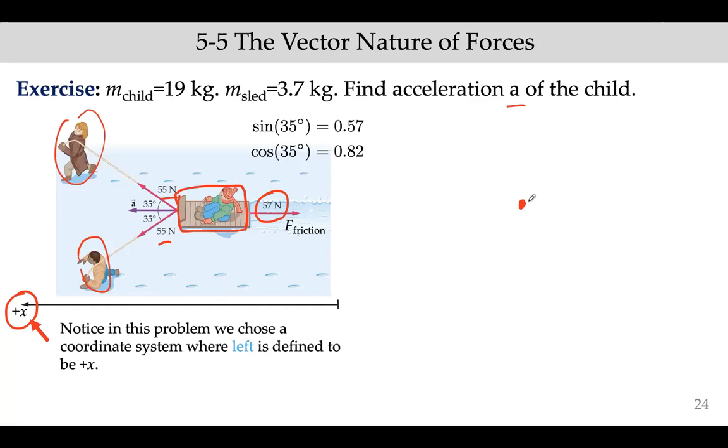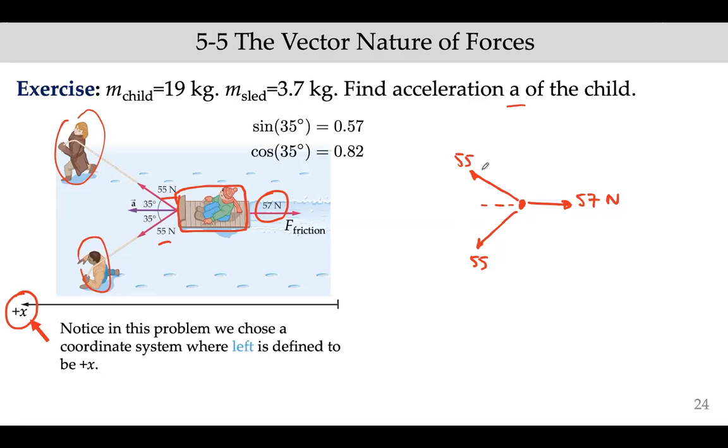So one force is the friction force, which is 55 newtons. The other forces, one of them is in this direction, the other one is in that direction. Now these will have some components, right? So how do you calculate those components? This is 55. The other one is also 55.